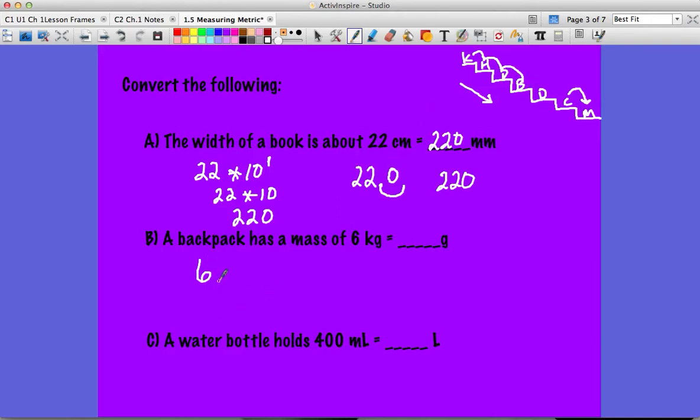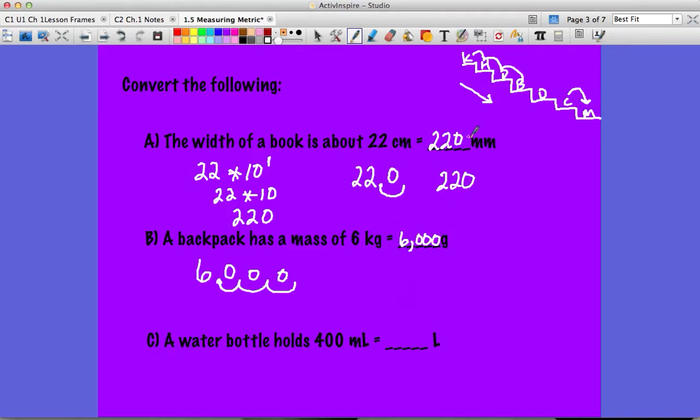So that means, since the decimal always starts behind the whole number, we have to move our decimal to the right, because we're going down the stairs, 3 places. So we move it 1, 2, 3 places. Now, since there's nothing here, that doesn't mean that it doesn't change. That just means that we have to add zeros. So 6 kilograms is equal to 6,000 grams.